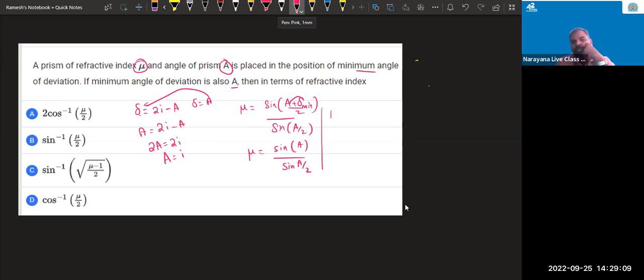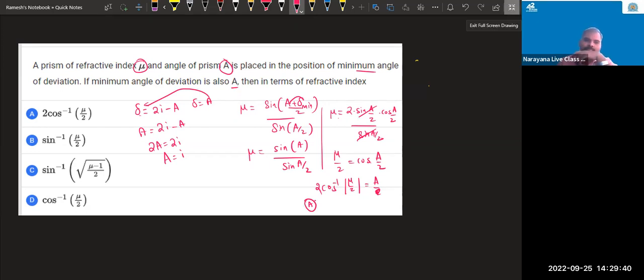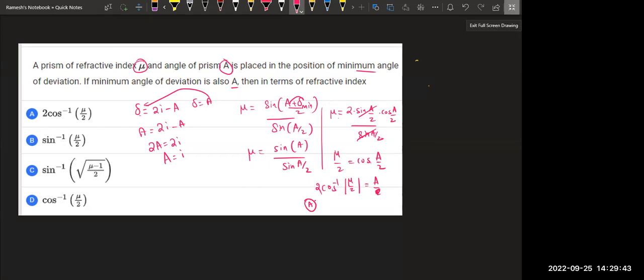Mu equal to sine A, what can I write? 2 sine A by 2 into cosine A by 2, no? By sine A by 2, no? This one cancels out. 2 will go this side. So mu by 2 is equal to cosine A by 2, no? If you send this side, cosine inverse of mu by 2, and A by 2. 2 will go this side. So A is the correct answer. Understood? Yes, sir.